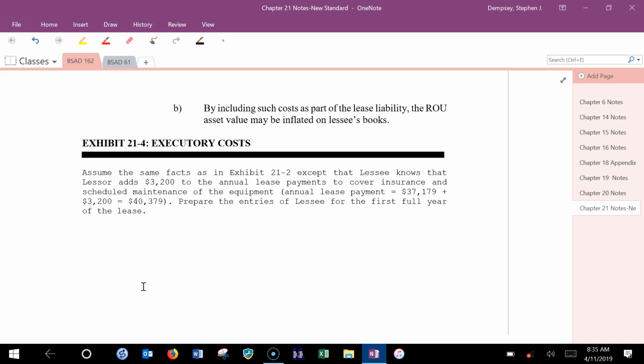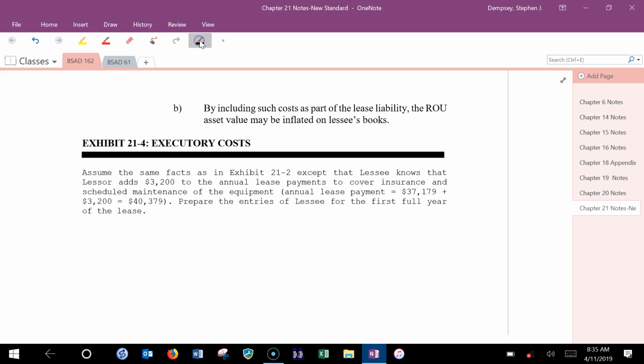So what interest rate would the lessee use? Well, we know it's the incremental borrowing rate from the original problem. But could they figure out what that rate is now, if they know what executory costs are included in the lease payments? So they know the lease payment is $40,379, correct? And they know the fair market value of the asset is $160,000, going back to the original information.